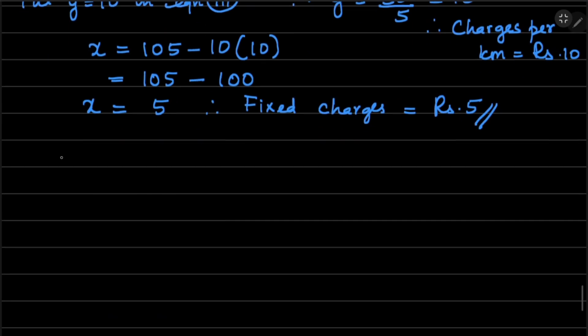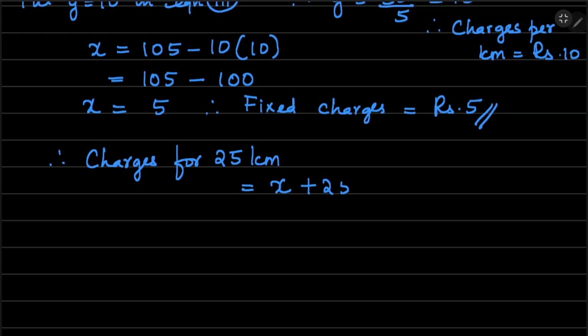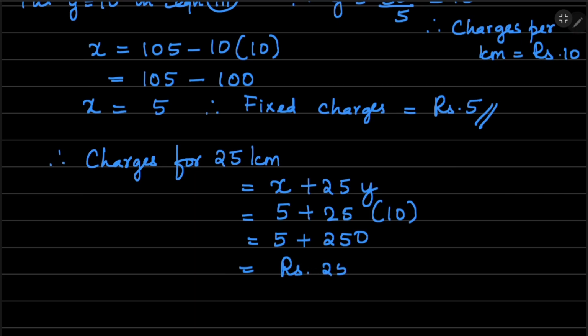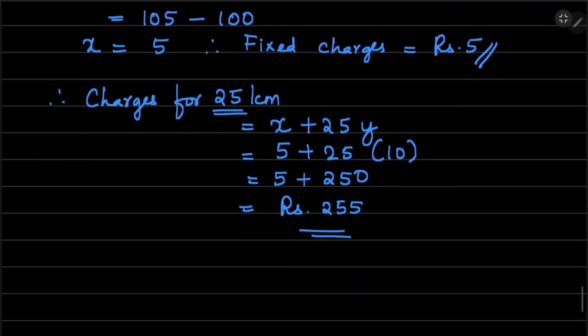Very easy. So, you can write down the charges for 25 kilometers will be X, the fixed charge, plus 25 times Y. Right? 25 kilometers, per kilometer Y. So just substitute. What is your X? X is 5, plus 25 multiplied by Y. What is your Y? Y is 10. So 5 plus 250. That is 255 rupees. 255 will be the charges for a 25 kilometer distance. Okay, this is your final answer.